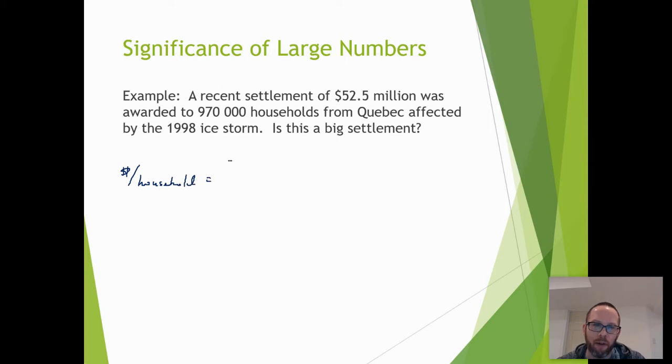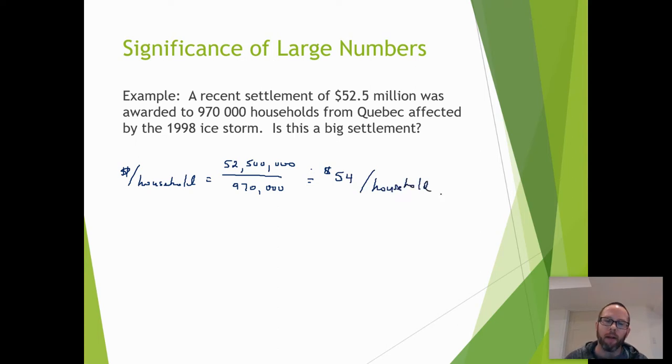So 52.5 million is 52,500,000. And we're giving that to 970,000 households. Those numbers will fit just fine on a calculator, so just do that really quick. 52.5 million divided by 970,000. So that is a grand total of about $54 per household. So 52 million sounds like a lot, but it was only $54 for a household.